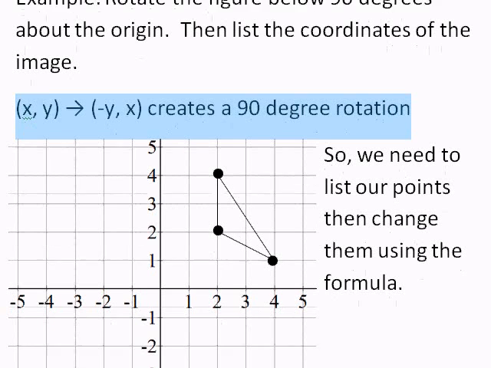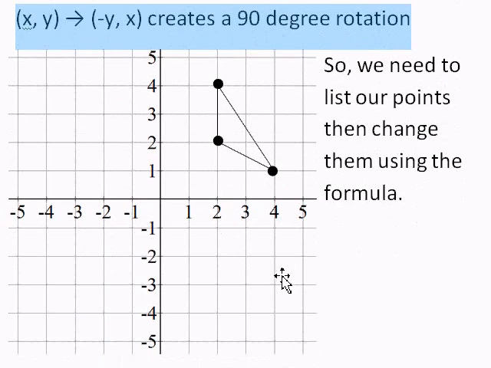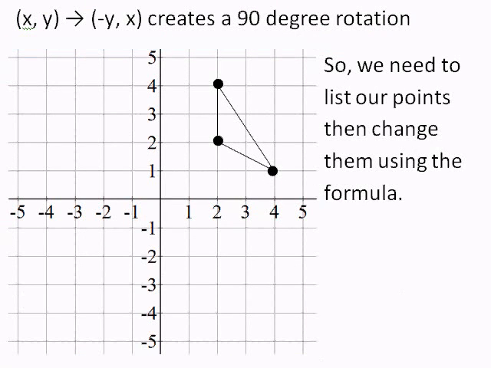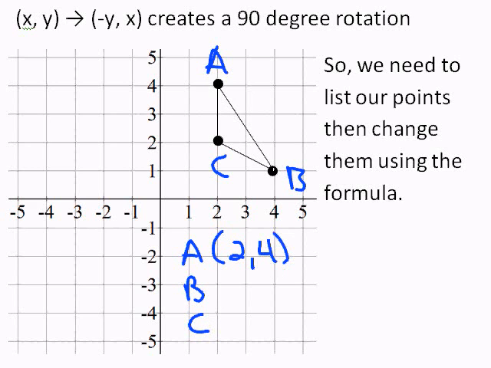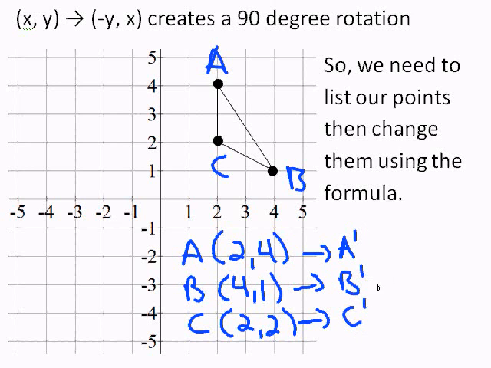Now the next thing I'm going to do, now that I have the formula written down, is label my points. If your points aren't already labeled, it's a good idea to go ahead and label them A, B, and C. So I know that A is the point 2, 4. B is the point 4, 1, and C is the point 2, 2. Now, instead of trying to rotate those points 90 degrees visually, I'm just going to use my formula to find A prime, B prime, and C prime of my rotation.